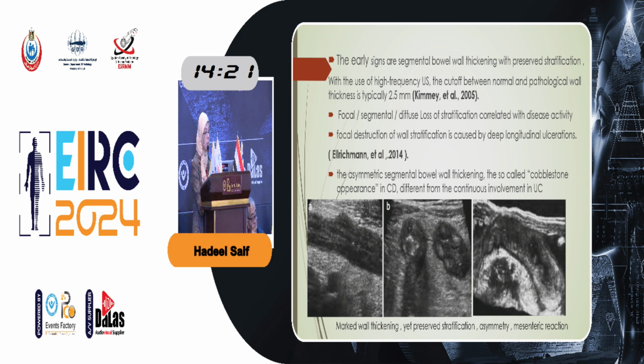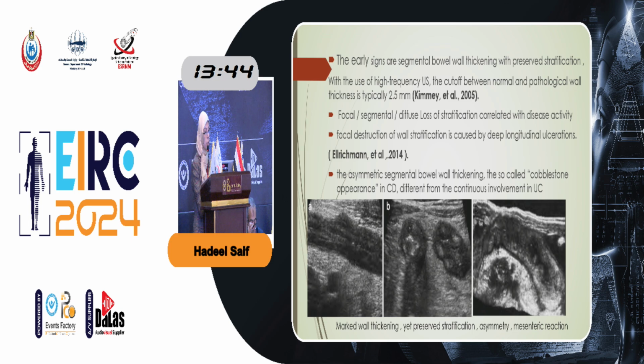The first sign is the thickening of the bowel with preservation of the stratification of the normal layers seen at the normal ultrasound. Focal or segmental loss of stratification correlates with disease activity, which is a very important data that you should report in your report of bowel ultrasound. Focal destruction of the wall stratification also is caused by deep longitudinal ulceration, and eventually it would predispose to bowel perforation. An asymmetric segmental bowel thickening, the so-called cobblestone appearance, is a manifestation of Crohn's disease.